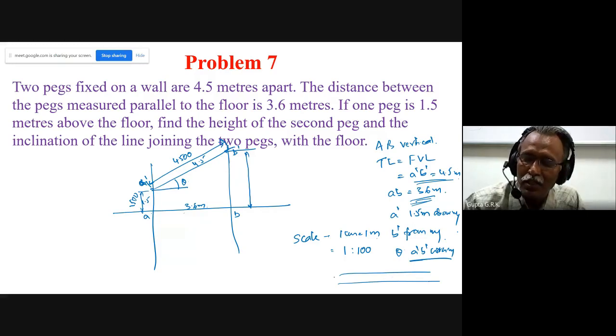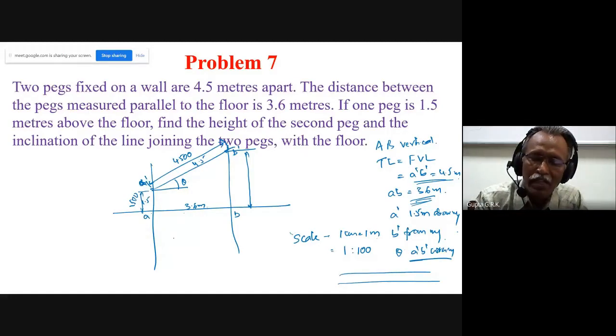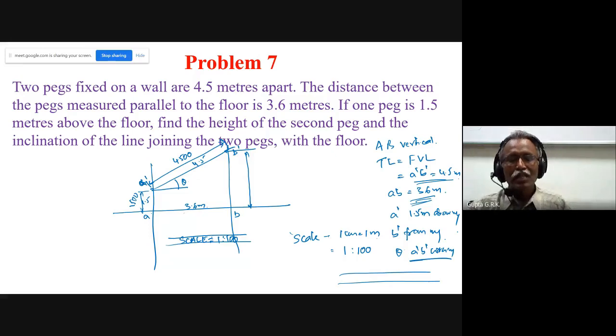Actually, scale also I have to write in the nameplate. We will write scale 1:1 for all the problems. Whenever one problem is different, for that particular problem, I have to draw guidelines and write scale is equal to 1:100. So like that, I have to write scale separately for this particular problem. And in the nameplate, we write scale is 1:1 for all the problems. Is it clear?